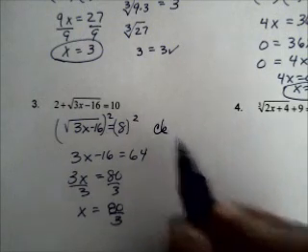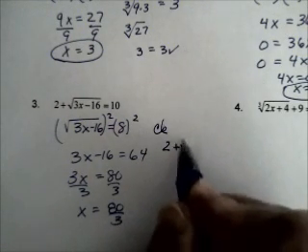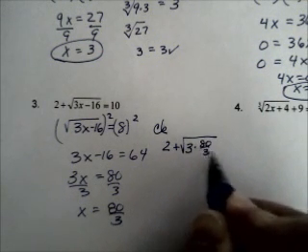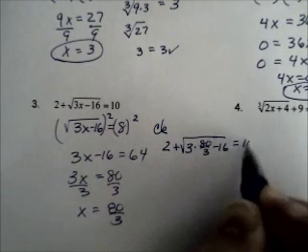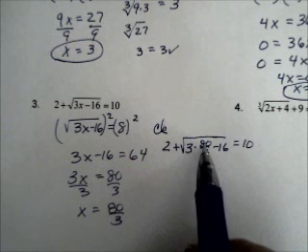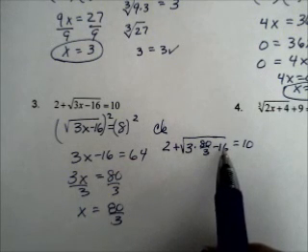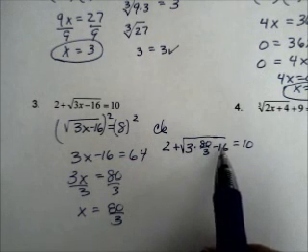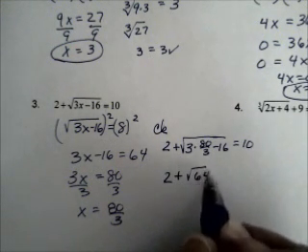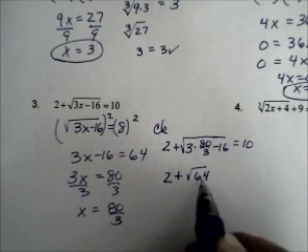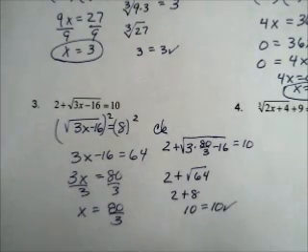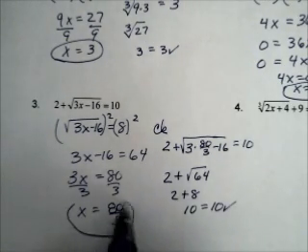Check. Is 2 plus the square root of 3 times 80/3 subtract 16 equal to 10? Well, 3 times 80/3, the 3's divide out, that's just 80. 80 subtract 16 is 64. So 2 plus the square root of 64. Square root of 64 is 8. 2 plus 8 is 10. 10 does equal 10. That checks. So 80/3 is a solution.